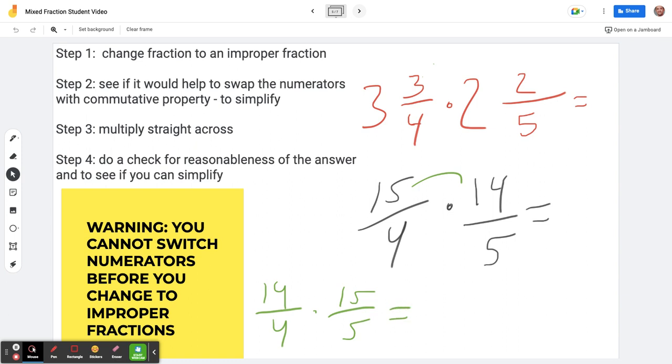14 over 4. What goes into both those numbers? They're even. If they're even, divide by 2. It's 7 over 2. What goes into 15 and 5? Hopefully you said 5. Which means you can divide by 5 and you get 3 over 1. Now we can multiply. 21 over 2. Last step, change it to a mixed fraction. 21 divided by 2 is 10 and a half.